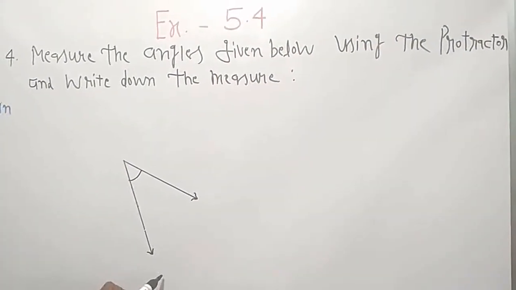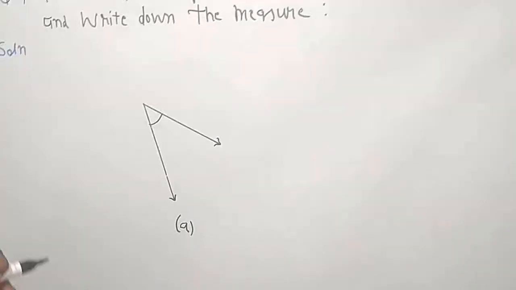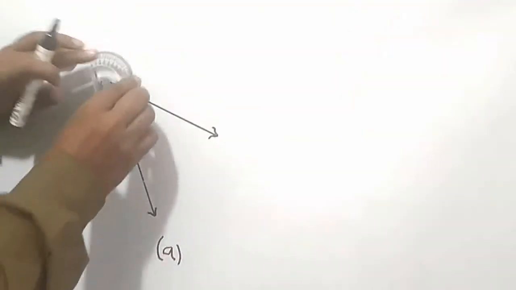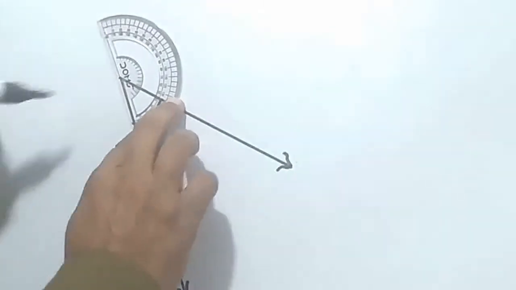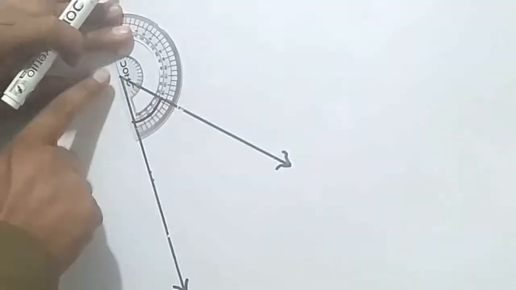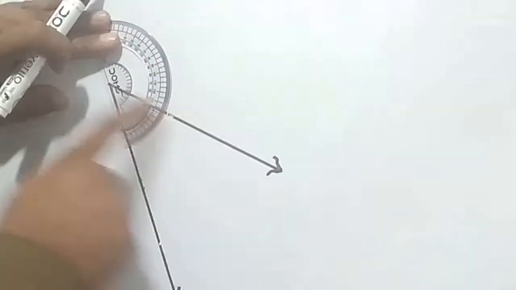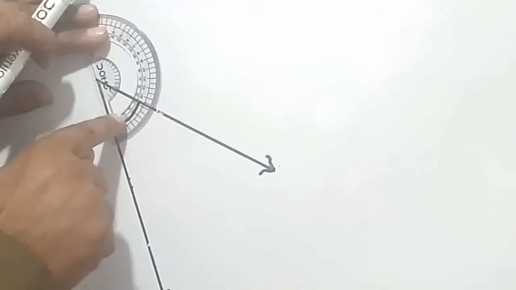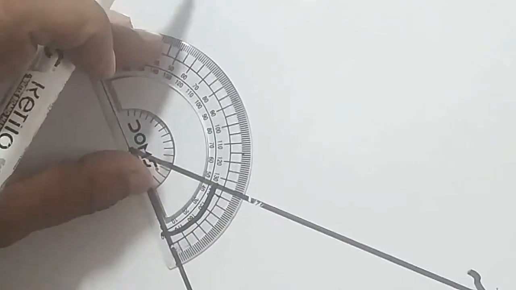This is the first figure, figure A, and we are going to measure this. First we place the center point of the protractor on this arm, and then we coincide the edge of this protractor with this arm. Then we read the reading of this arm, on the inner scale: 0, 10, 20, 30, 40 degree. It is in between 40 and 50. So we can write here 45 degree angle.